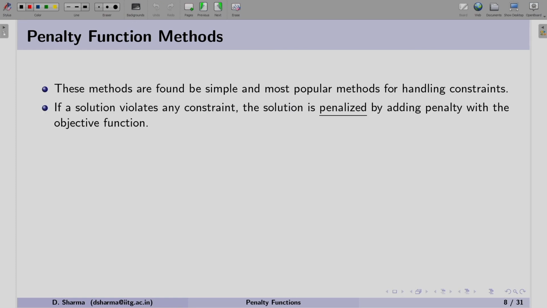In these methods, if a solution violates any of the constraints, the solution is penalized by adding a penalty to the objective function. So as the statement says, when a solution is infeasible, we will try to find out how much it is infeasible. So the term which we use is called constraint violation. So based on that constraint violation, we add a penalty to the objective function.